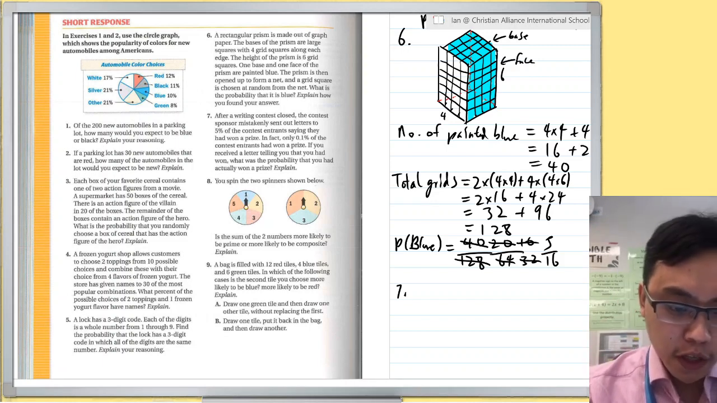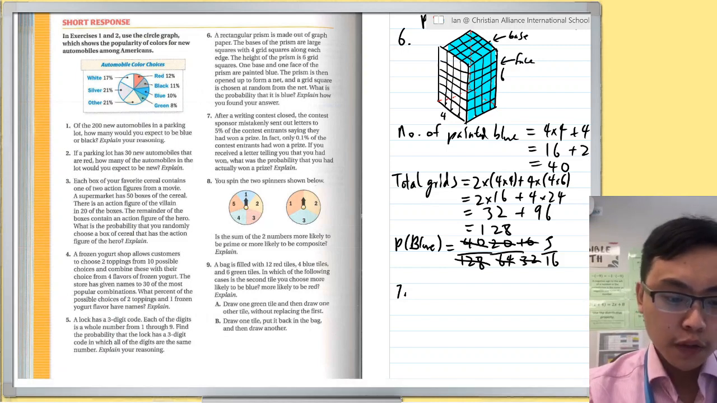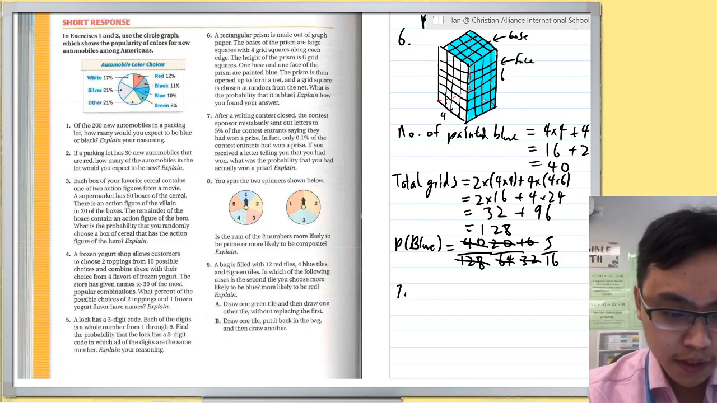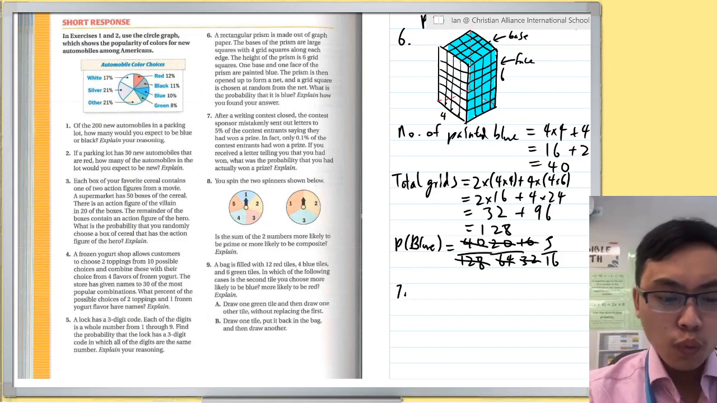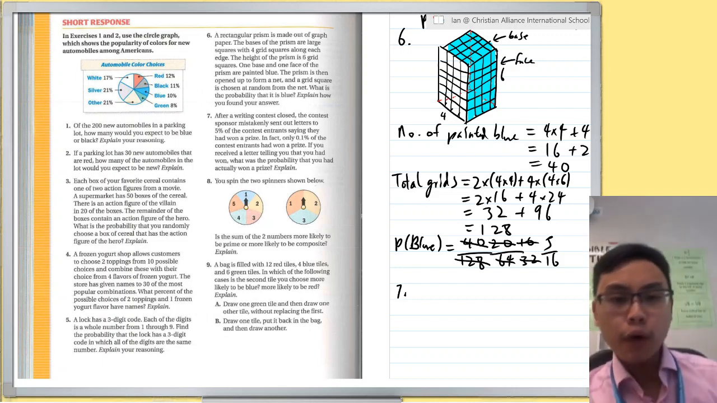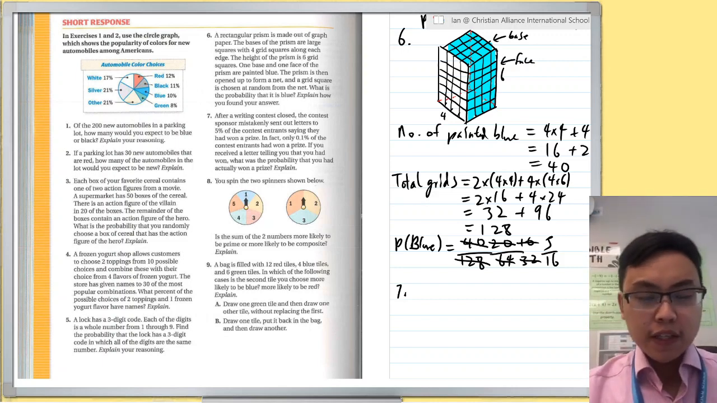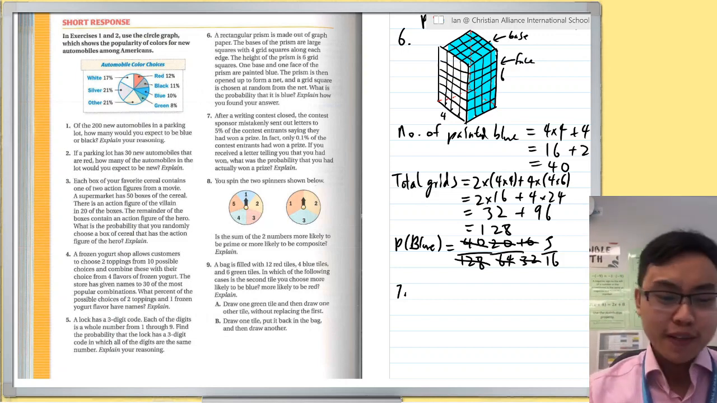After a writing contest closed, the contest sponsor mistakenly sent out letters to 5% of the contest's entrants saying they had won a prize. In fact, only 0.1% of the contest entrants had won a prize. If you received a letter telling you that you had won, what was the probability that you had actually won a prize? So they sent out too many, but actually only 0.1% won.